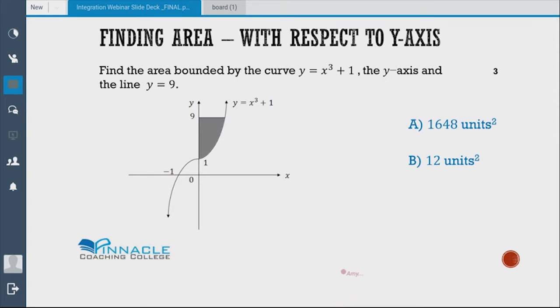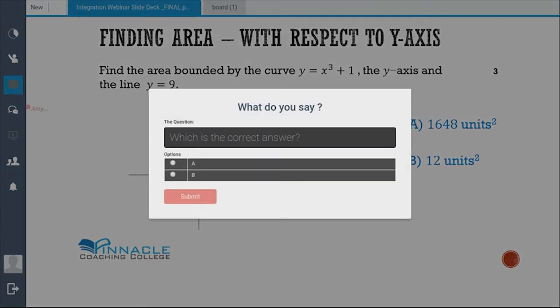Okay, so I've got two options here for you. 16 or 48 or 12 units square. So let me put up the poll and see where everyone's at.